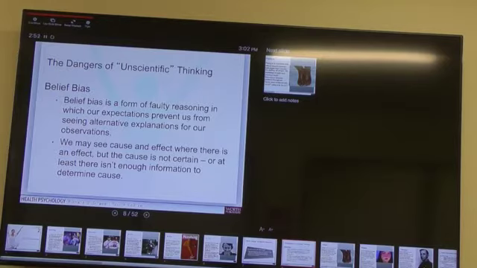We may see cause and effect where there is an effect, but the cause is not certain, or at least there isn't enough information to determine cause.